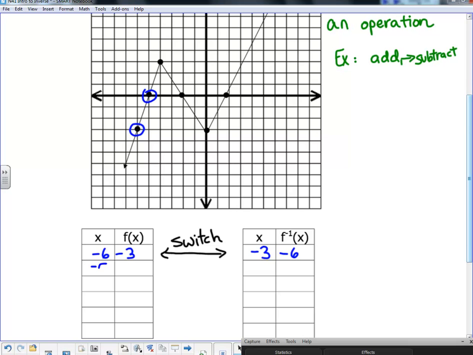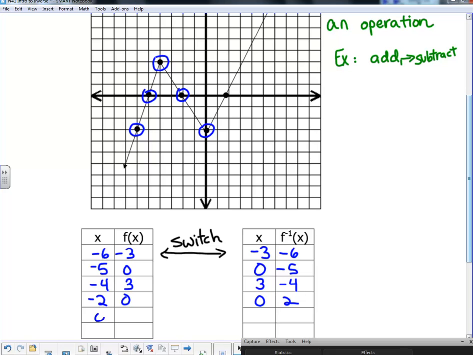Let's continue that pattern with the rest of the points. The next point is -5, 0, and switching that is 0, -5. -4, 3. Switch that to be 3, -4. We have -2, 0, and then 0, -2.